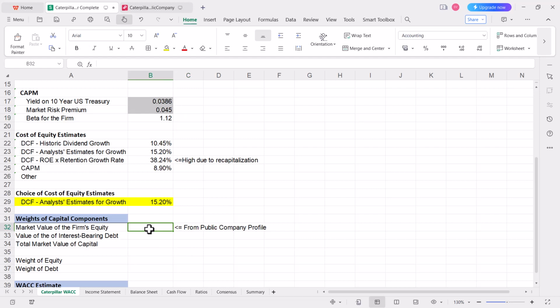Now we're going to look at the weights of the capital components, and if the firm had preferred stock, we would include it here. Caterpillar doesn't have any preferred stock, so we're just looking at the market value of the firm's common equity. We're also going to take into account the value of the interest-bearing debt, and that's going to give us the total market value of capital for the firm. So the market value of the firm's equity, we're going to take that from the tear sheet, and this is also known as the market capitalization. I'll just make a note out here.